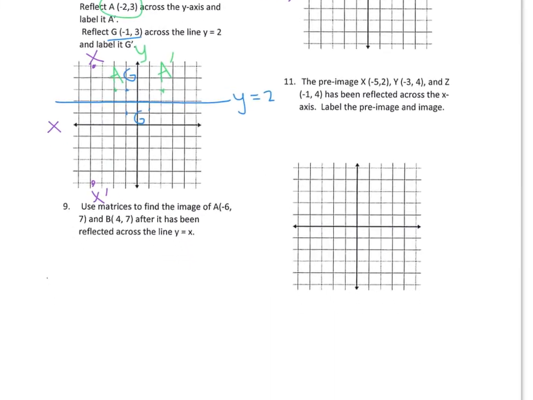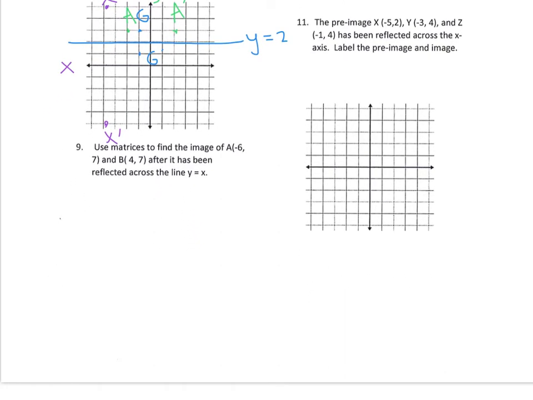And then number 9, use the image of AB that has been reflected across the line y equals x. So you have to use matrices. I go to my matrix reflection sheet, and I need to write that first. So I'm going to write the matrix reflection for y equals x. That is 0, 1, 1, 0. I need to write that first on the left-hand side. Then I'm going to write the ordered pair. Put your x on top, put your y on the bottom. So negative 6, 7, 4, 7.